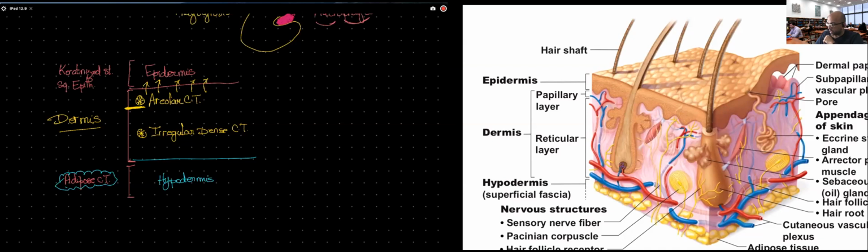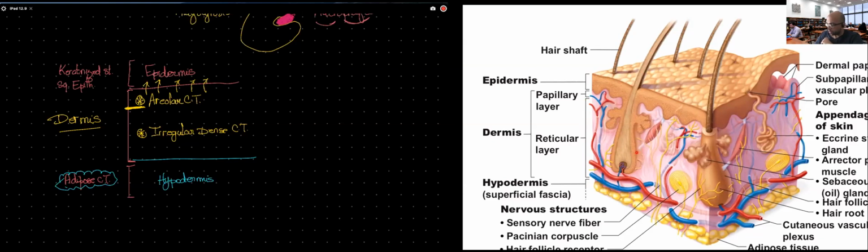Deeper to the papillary layer, we've got the reticular layer, and the reticular layer is going to be again full of dense, irregular connective tissue, and you're going to see a lot of skin appendages that are going to be located in here, like the hair with the hair follicle, the glands that are associated to the hair follicle. Those are my sebaceous glands or oil glands.